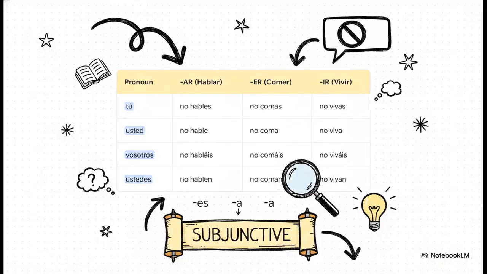So just take a look at this table. For an AR verb like hablar, the command isn't no habla, it's no hables. For an ER verb like comer, it's not no comes, it's no comas. You see that pattern happening? Those endings, the es, e, en, and the as, a, an, yep, those are the present subjunctive endings for tú, usted, vosotros, and ustedes. See? It's the same thing.